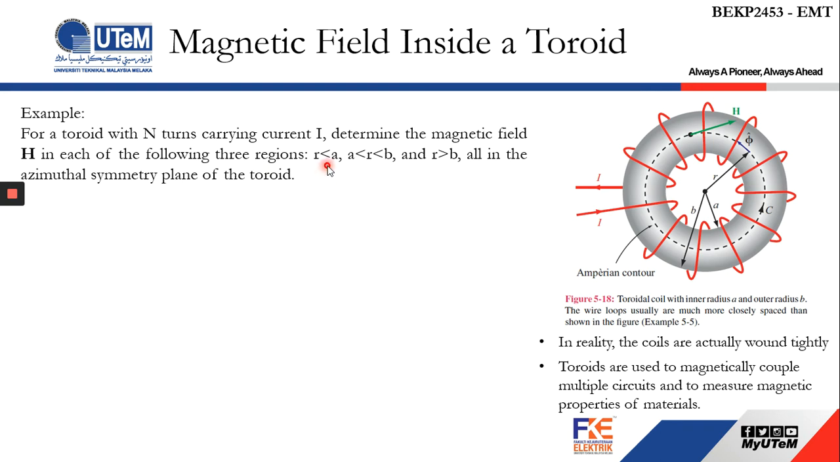Number one, the distance R smaller than the inner radius A. Number two, R is between A and B, which means it's inside the donut-shaped ferromagnetic material. And number three, R larger than B, which means outside here. All in the azimuthal symmetry plane of the toroid. Azimuthal means the phi angle, so it refers to the cylindrical coordinate.